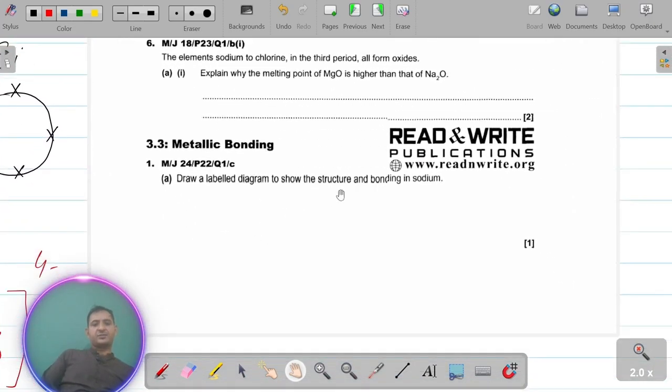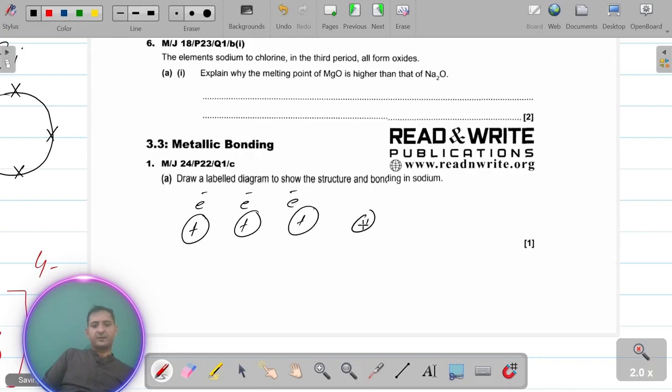Draw a labelled diagram to show the structure and bonding in sodium. You know sodium is a metal, a group 1 metal. So when this is a group 1 metal, we can say it's the positive charge, and there's only 1 electron surrounded by 1 electron because it is from group 1. It is the reason there is only 1 electron.